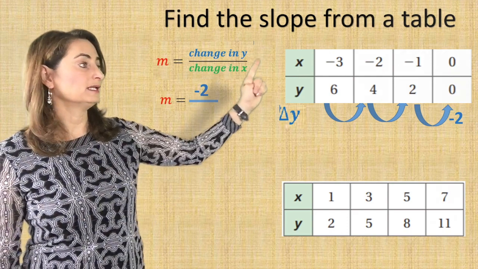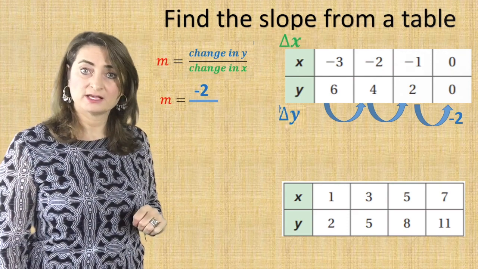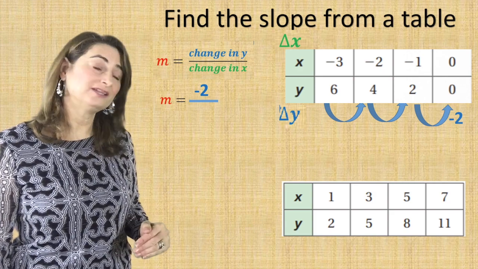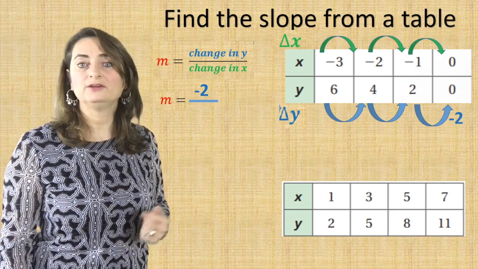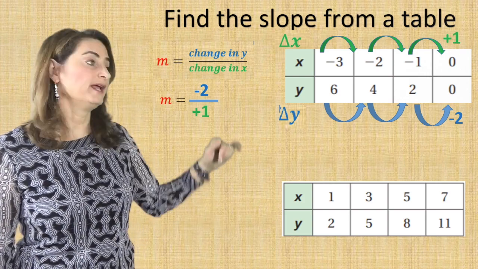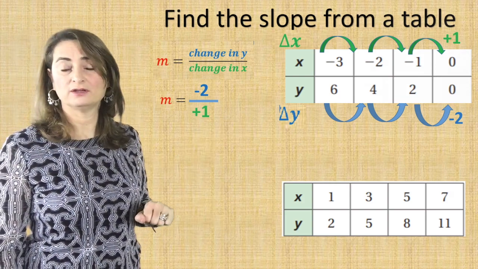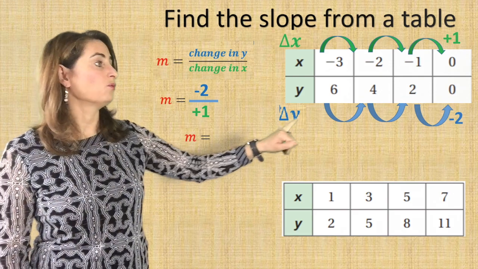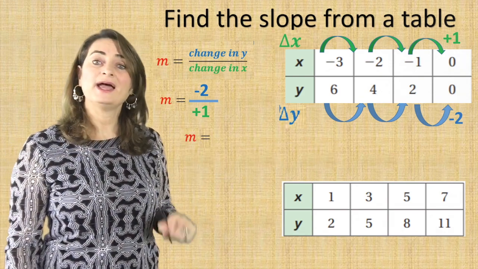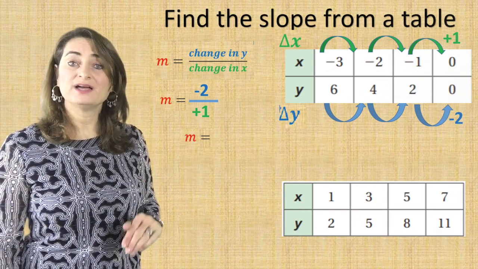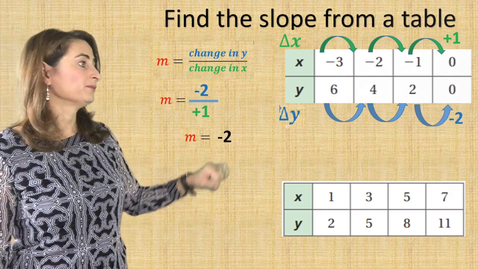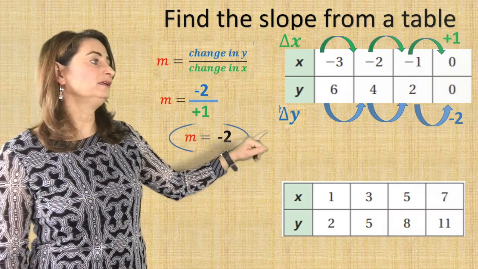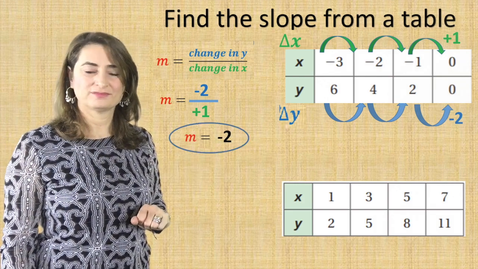Now let's see delta x, or the change in x. How did the value of x change from negative 3, negative 2, negative 1 to 0? It increased by 1. So the change in x is positive 1, which means every time y decreased by 2, x will increase by 1. That's constant change. It does not change. So the slope, if I simplify that, equals negative 2.